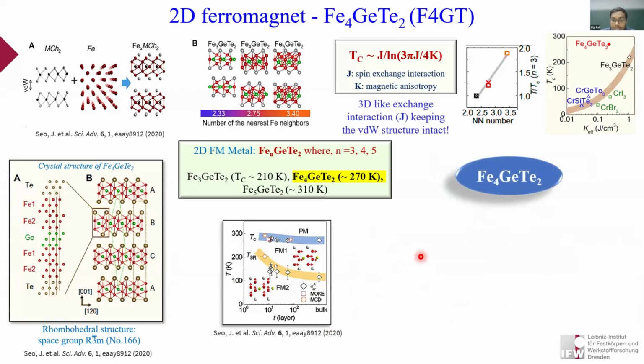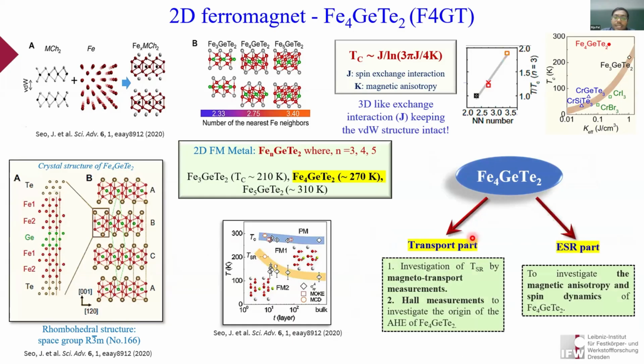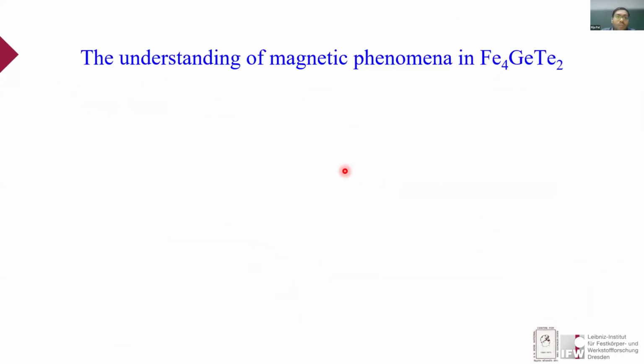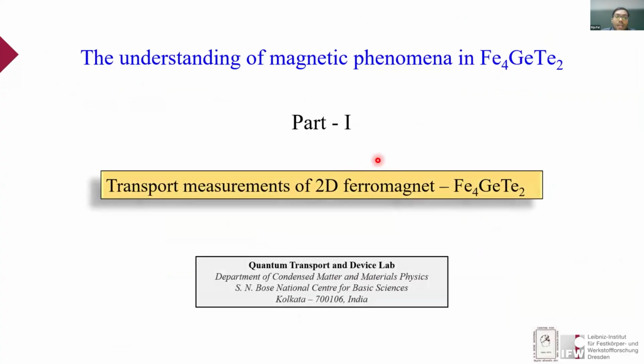in various aspects. Our goal was to investigate the spin reorientation transition through magnetotransport measurements and to investigate the origin of the anomalous Hall effect in this compound by Hall measurement. We also focused on the magnetic anisotropy of the system and spin dynamics through ESR measurement. So first I will focus on the transport part.